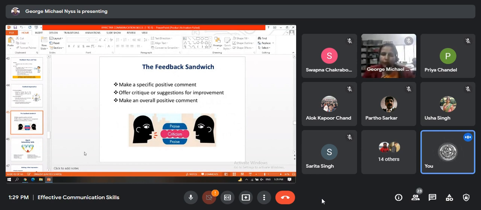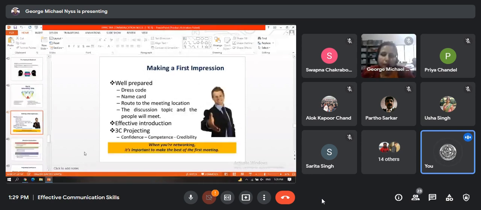How can we make a first impression? First, be well prepared with your dress code, and keep your name card with you. You should be aware of the route to the meeting location, the discussion topic and the people you will meet. The next part is the effective introduction, introduce yourself effectively. The 3C projecting is confidence, competence, and credibility. When you are networking, it is important to make the best of the first meeting. So you have to prepare for that, to make your first impression the best impression.